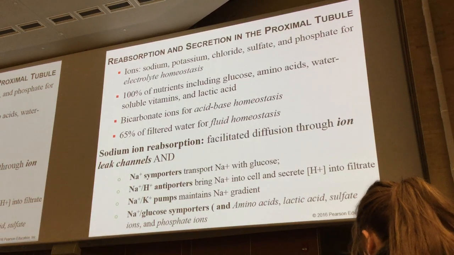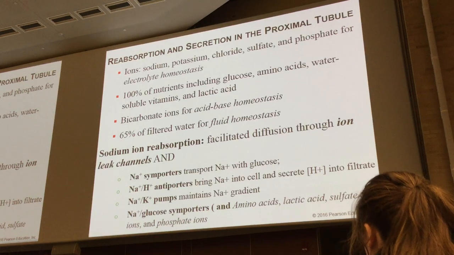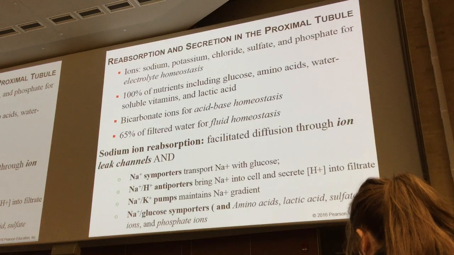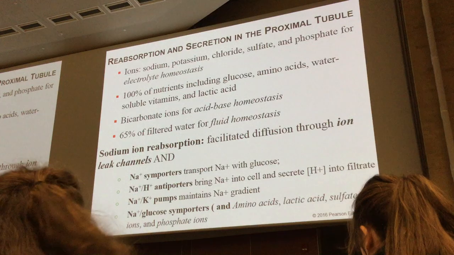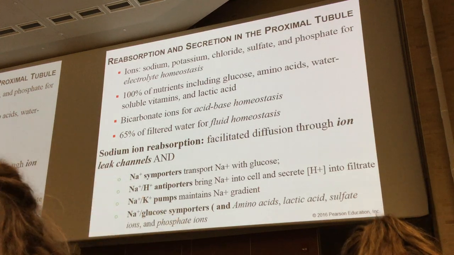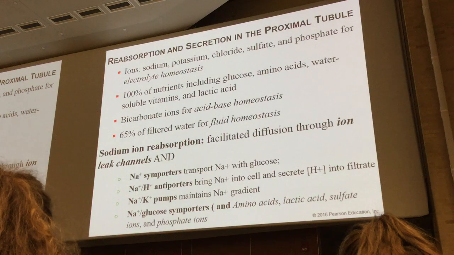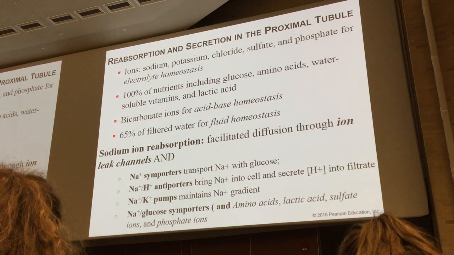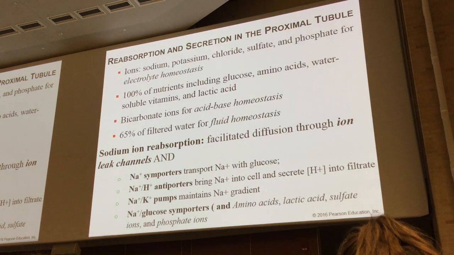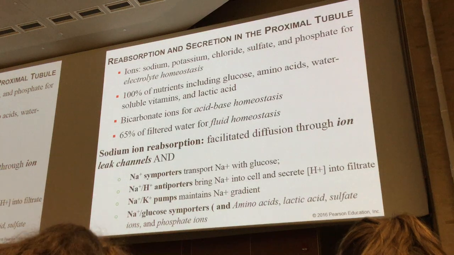All of this is dependent on transport. First of all, sodium ion can come through facilitated diffusion or ion leak channels. So there can be some that comes in passively. But for the most part, sodium drives most of the active transport, primary and secondary. There are sodium symporters with glucose or amino acids, lactic acid, sulfate, and phosphate ions. All of those would be symport, meaning sodium would move in and the other thing would move in with it. There can be antiports, and the sodium hydrogen ion antiport helps regulate the acidity in urine, which makes sense because it secretes hydrogen ion into the filtrate. Hydrogen ion gives the acidity to urine. The sodium potassium pump maintains the gradient.